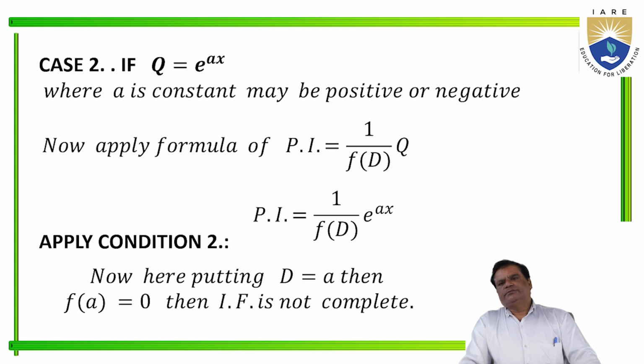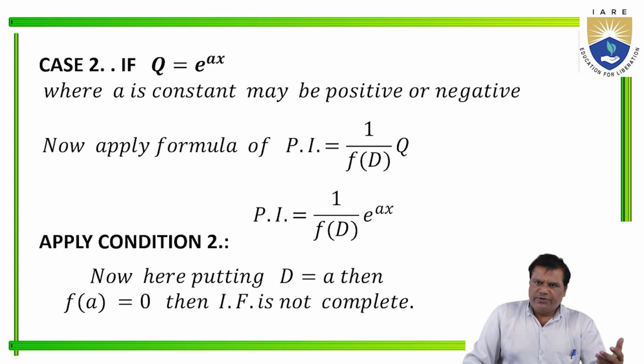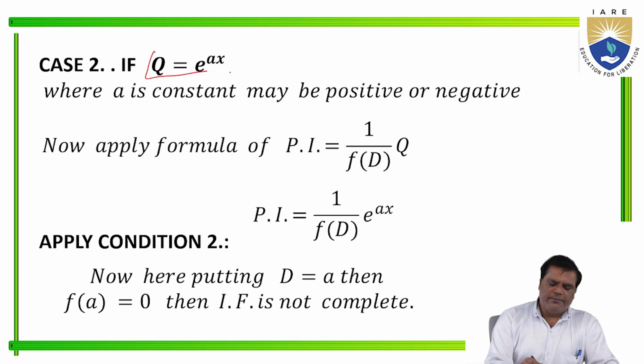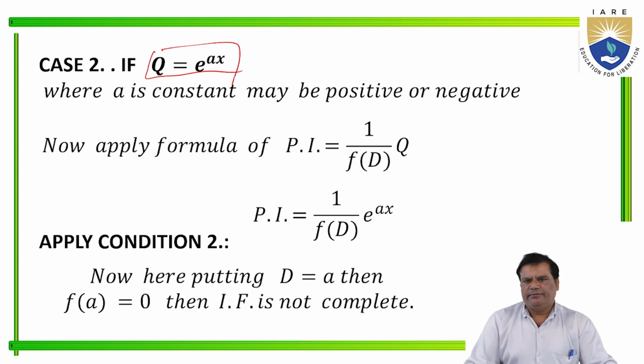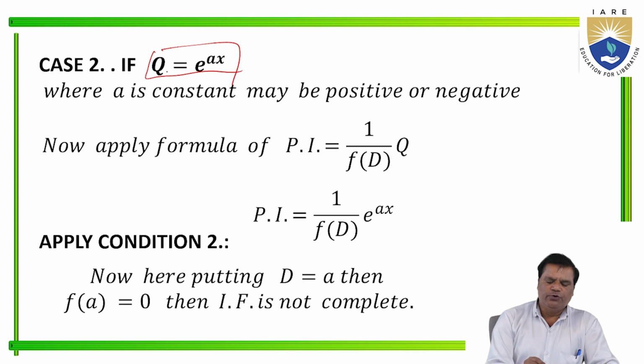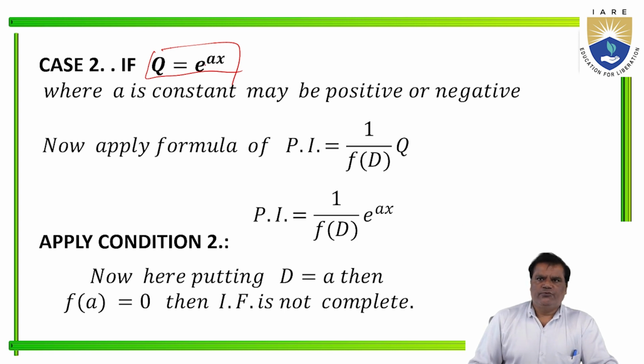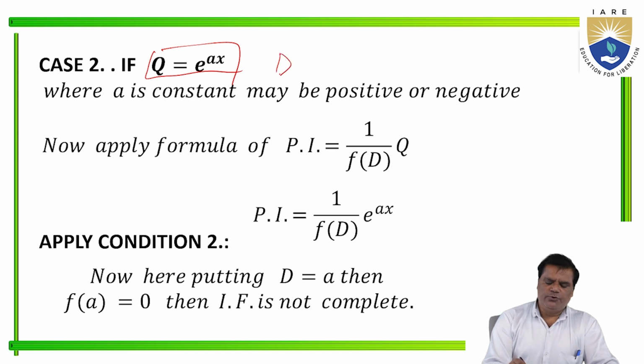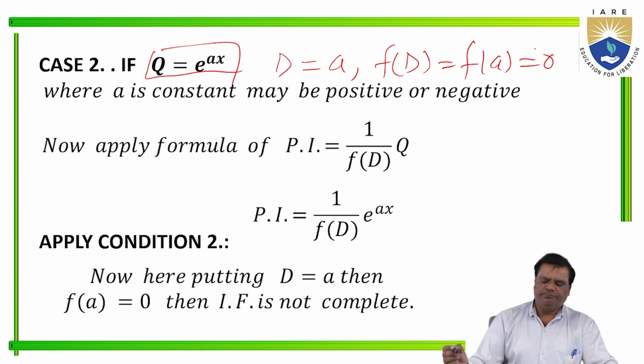Now next, I want to discuss the same thing where Q is e to the power ax, then the second case arises. So here we are taking case 2, if Q is e to the power ax. What is the condition here? When we put D equal to a, then f(D) equal to f(a) must be 0. Here a is a constant, may be positive or negative, same result.